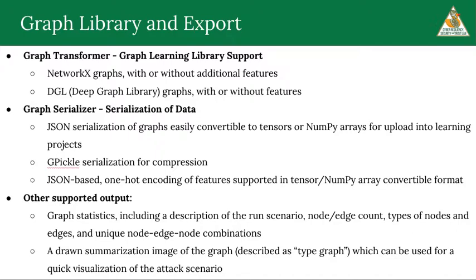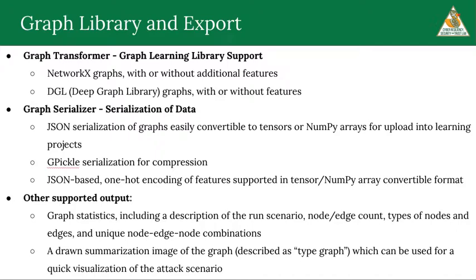The serializer creates graphs in different file outputs. So we can give you a JSON serialized object, which can be easily converted to tensors or NumPy arrays. So we can give you that graph representation. We also have a gpickle serialization. And then for the features themselves, we also offer a one-hot encoded JSON-based object. So we can take a particular feature, for example, the node type, and give you a one-hot encoding of each node in a JSON dictionary, and that can be uploaded into any of your graph learning libraries pretty easily, the way we formatted it. We also have some other supported output that you'll see in the demo.